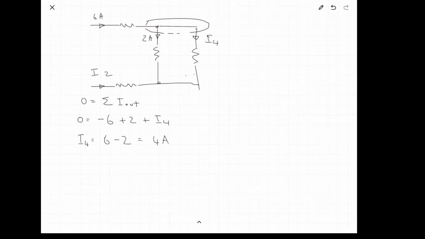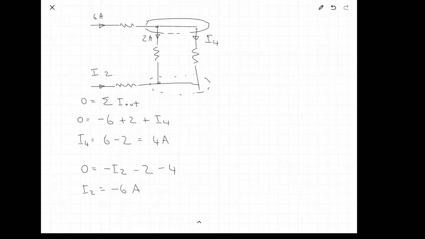Now, to calculate I2, we have to go down to this node. And the positives and minuses will change because our point of view has changed. So if we look at it, we have -I2, and we have -2 amps, and we have -4 amps. And if we do our algebra, we'll end up with I2 equals -6 amps.